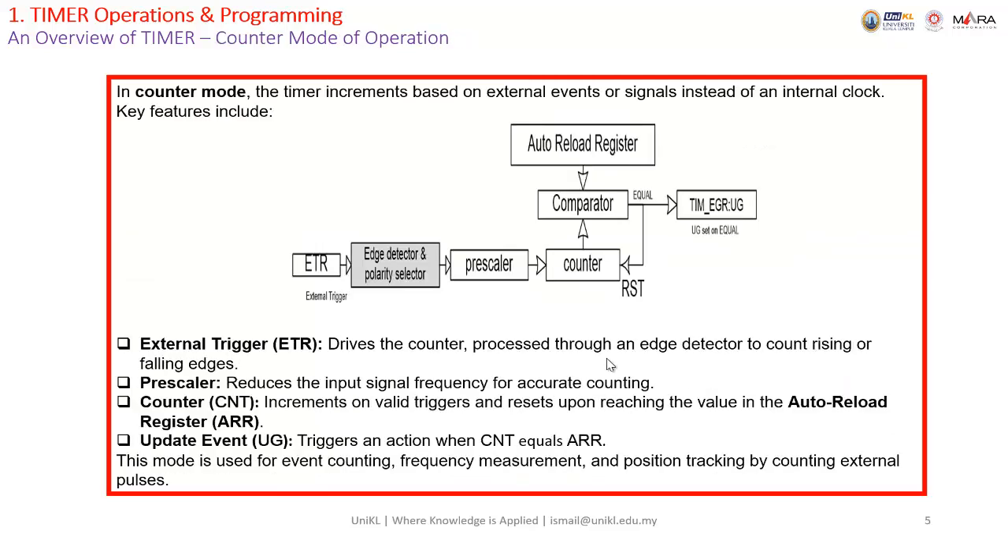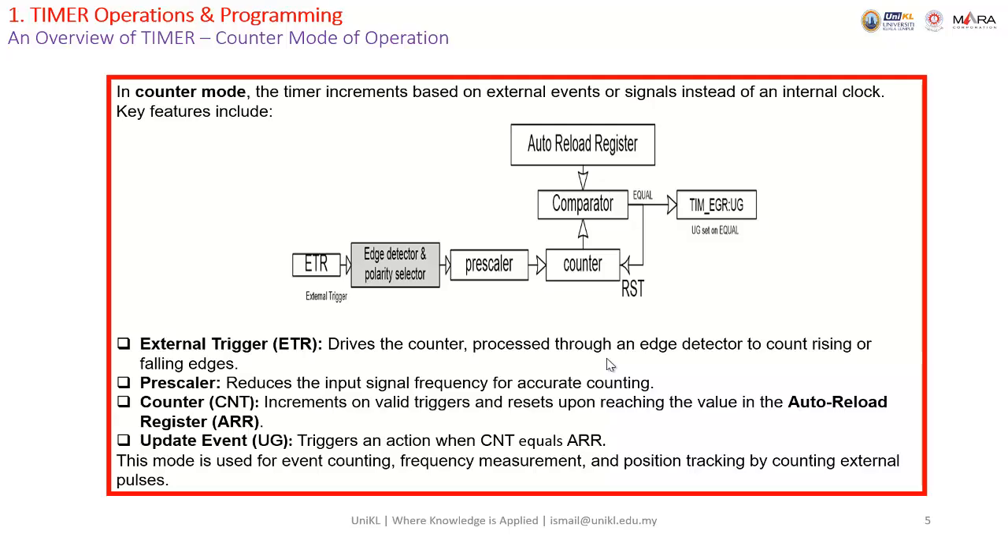Okay, the second mode that we have is counter mode. In counter mode, we use the external trigger, of course, because we're going to count external events, whatever they are. So we feed it to the prescaler through the edge detector and polarity selector. So we can select the polarity, either positive or negative, edge detector positive trailing or negative trailing. We can select that, and then feed to the counter.